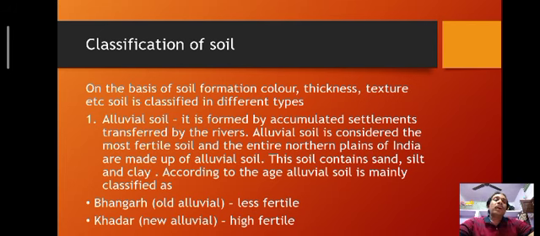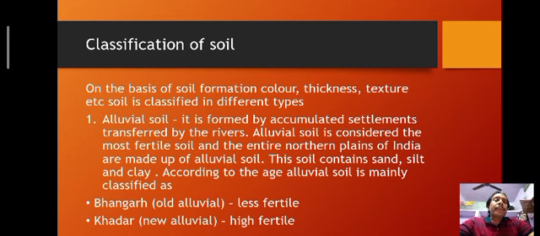and the entire northern plains of India are made up of alluvial soil, because in the northern part some perennial rivers are present, such as the Ganga. This soil contains sand, silt and clay. According to the age of alluvial soil, it is mainly classified into two forms. First is known as Bangar, the old alluvial soil. It is less fertile, whereas Khadar, the new alluvial soil, is highly fertile.